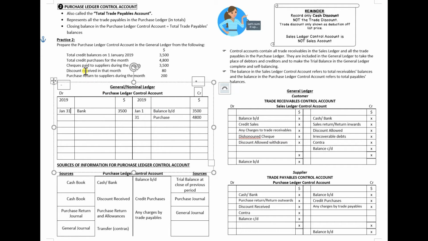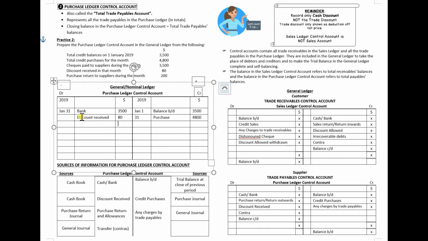After that, discount received in that month, $80. Now discount received is an income account. So income account has a credit balance. So this one discount received will be credit and this means that this one will be debit. Discount received, how much is it? $80.